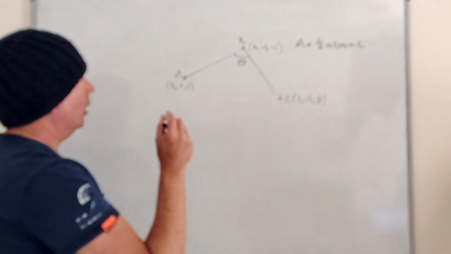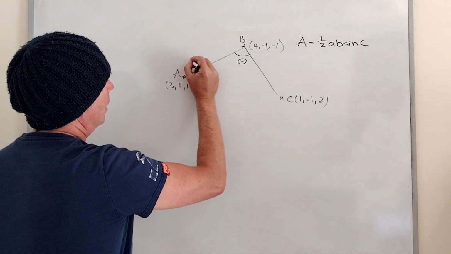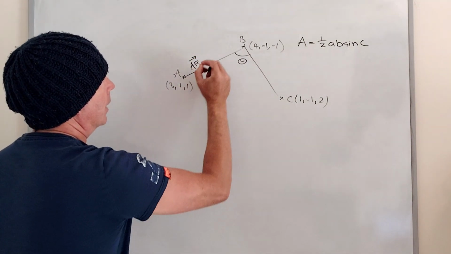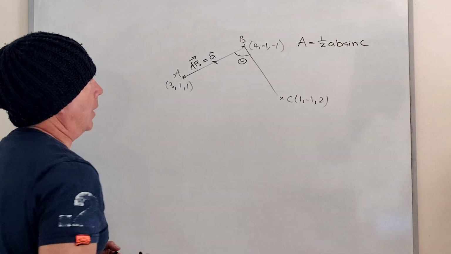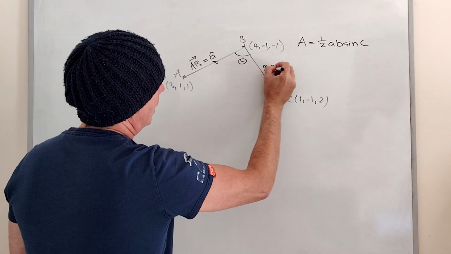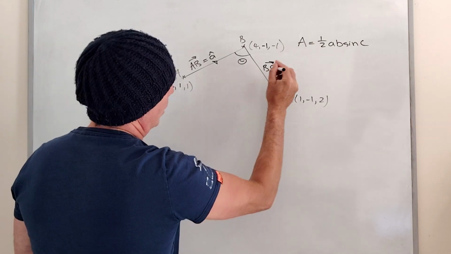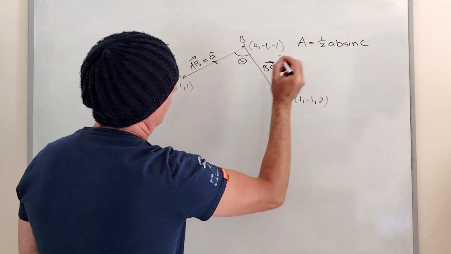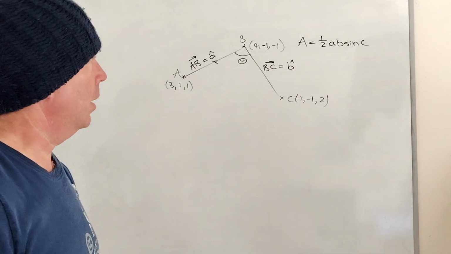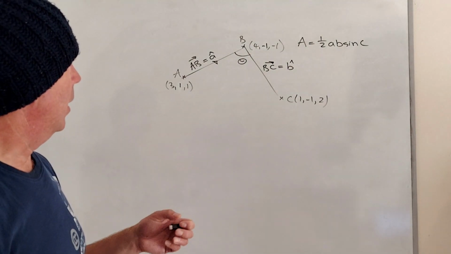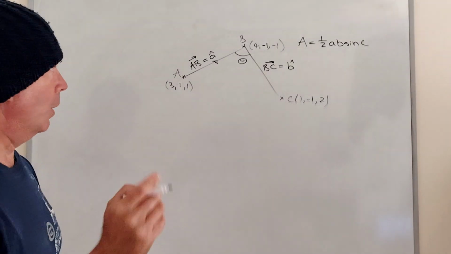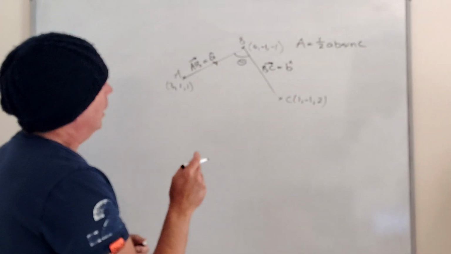What I can now do is create a vector AB from A to B, and I'm going to call that little a with a hat on. And I can create a secondary vector here, BC, which I'm going to call, predictably, b with a little hat on. So we can start using vectors to work out these values of a, b, and eventually the value of sine theta. So what do we do?